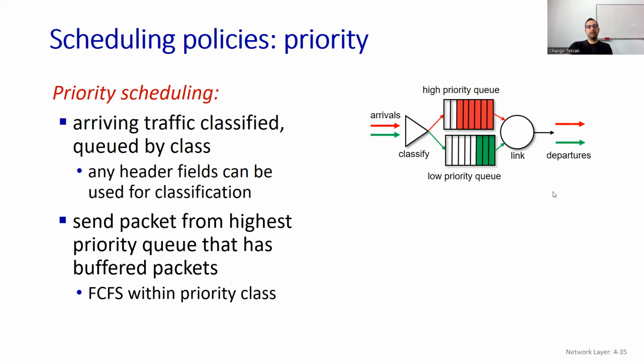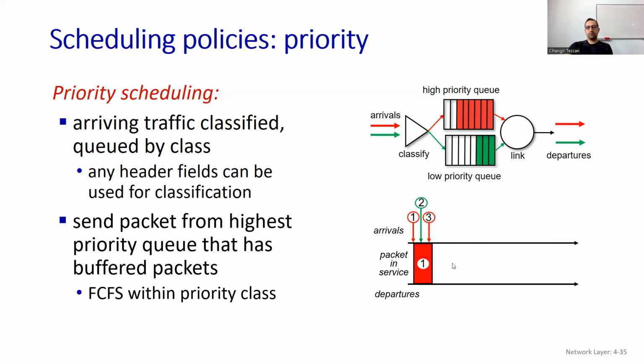Send packet from the highest priority queue that has buffered packets, and then of course you send them in the order of first come, first served. So in this example, there is a figure showing at which time which packet is served.